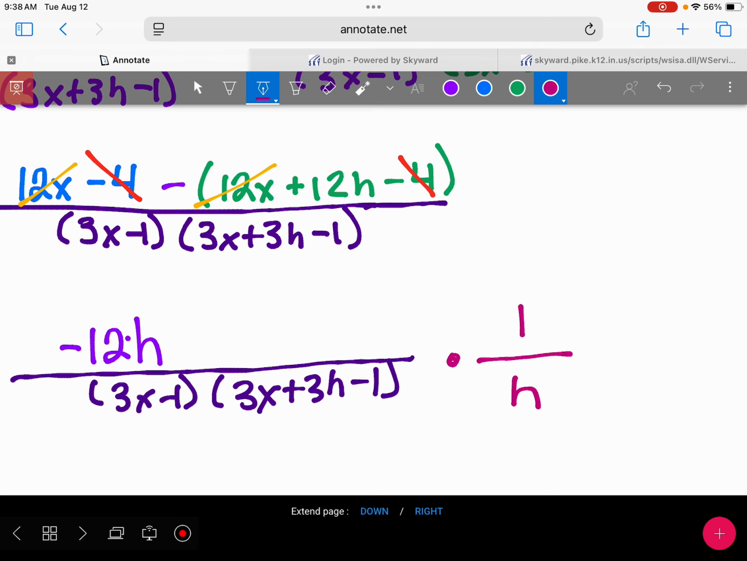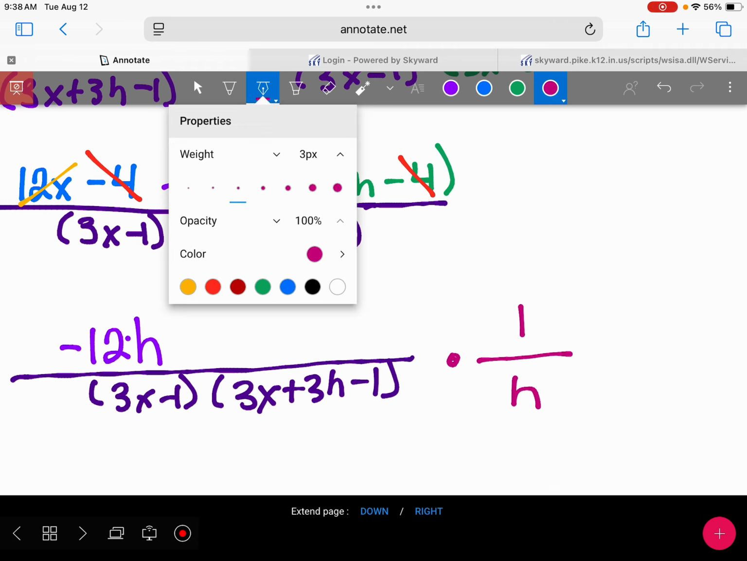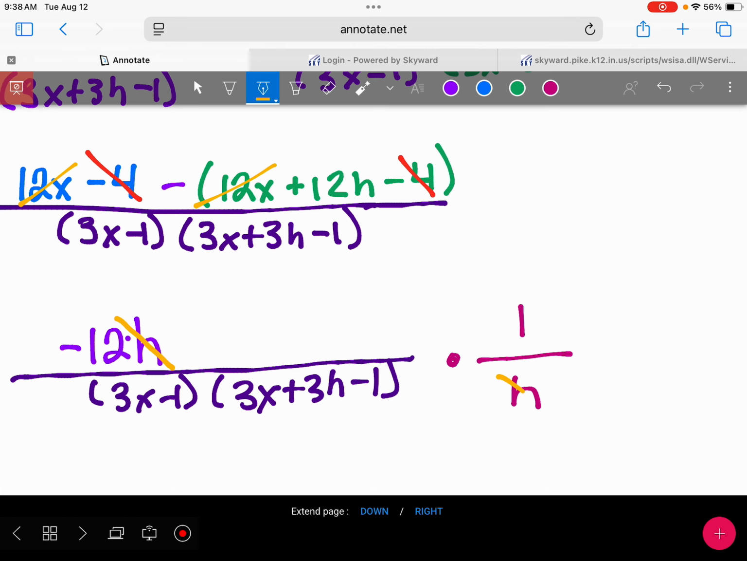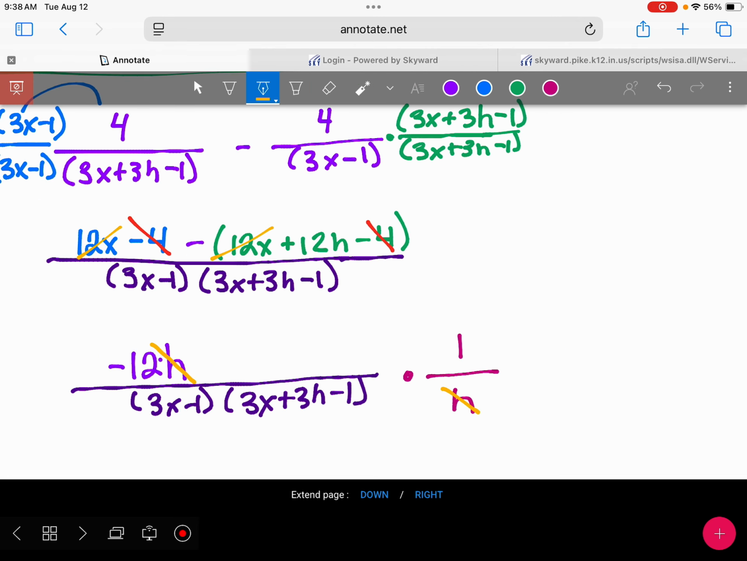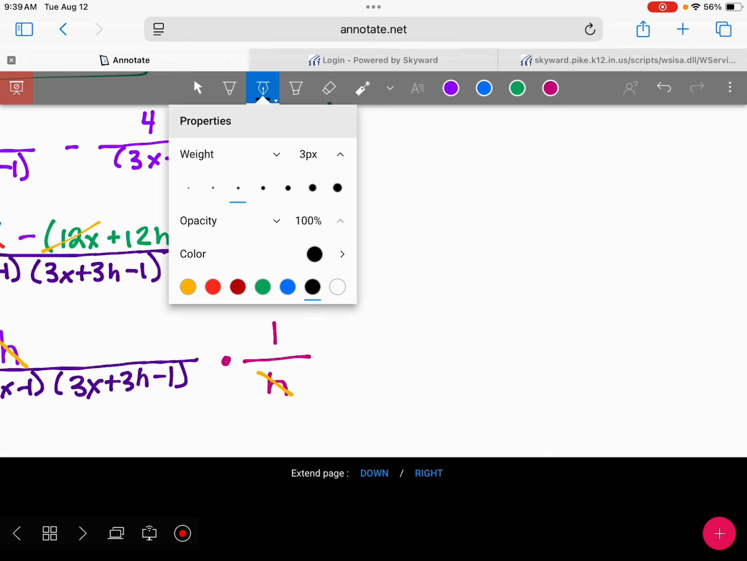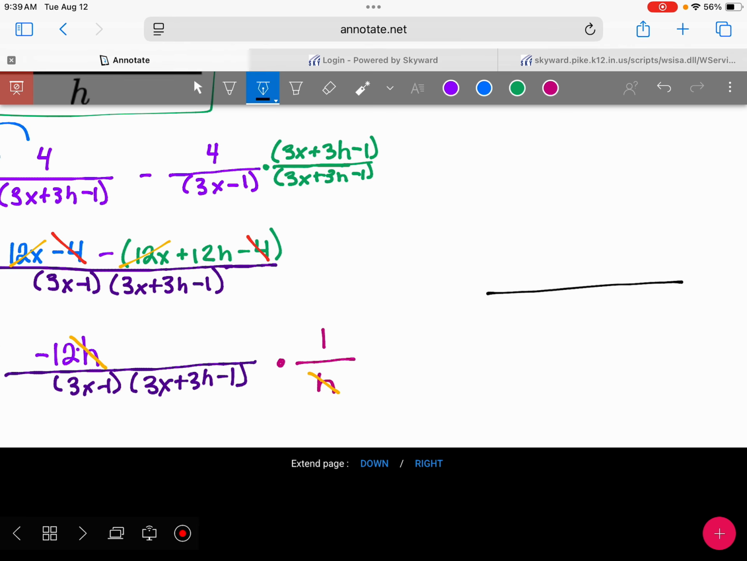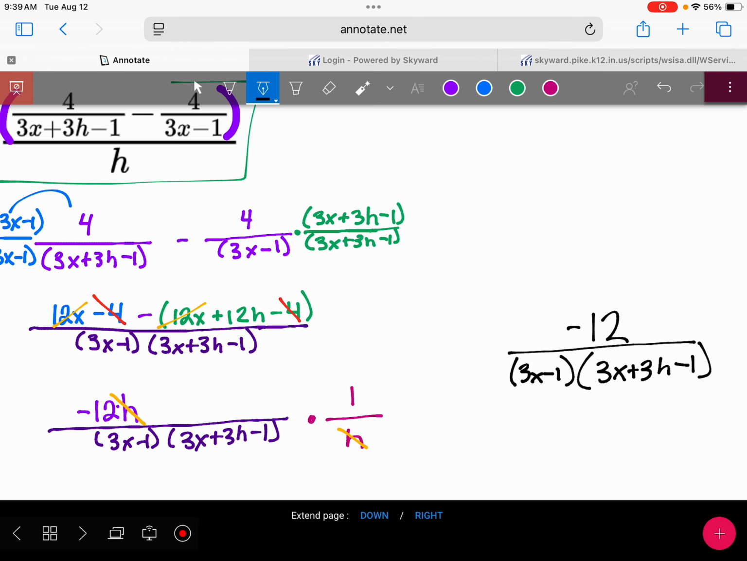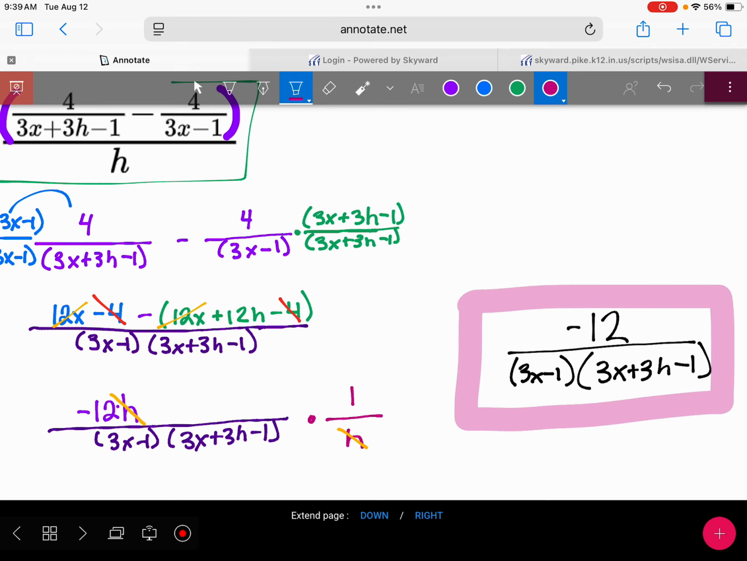Can something simplify here? The h. So it's super duper complicated, but all the complicated parts had to do with our common denominators. Because our answer here is what we have left over after we cancel out that h. We have negative 12 over our hot mess of a denominator. 3x minus 1, 3x plus 3h minus 1. And we leave our denominators in factored form, so that's where we stop. There's nothing else we can do. There's no factoring to do. There's no simplifying to do. That's as far as we can go.